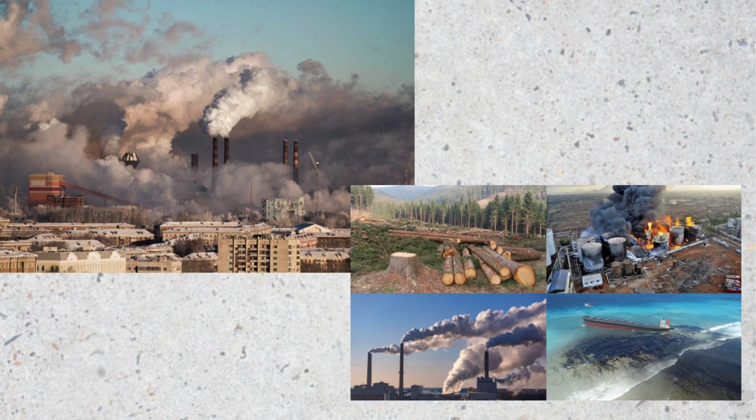Human induced causes. First and foremost one is pollution. Industrial emission, agricultural runoff, and improper waste disposal contaminate air, water, and soil. Second one is called deforestation. Clearing forest for agriculture, logging, and urbanization reduces carbon sinks and habitat, leading to biodiversity loss and climate change.